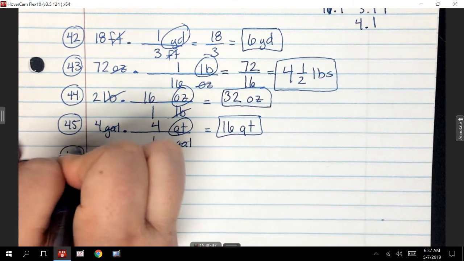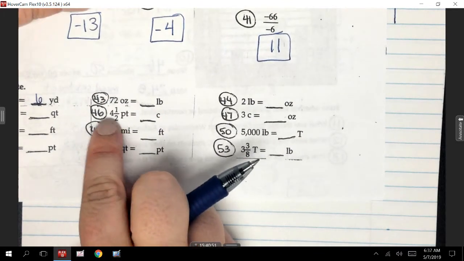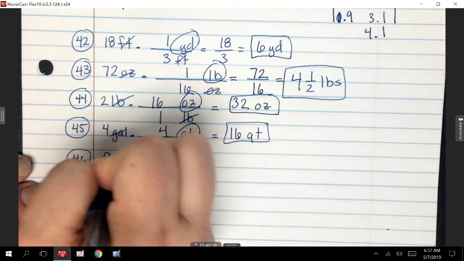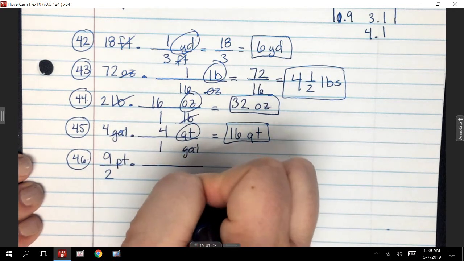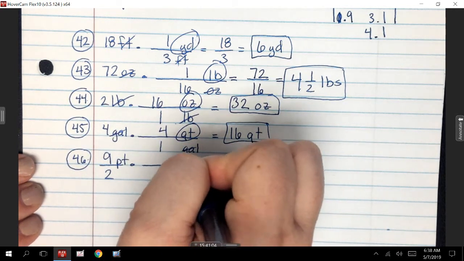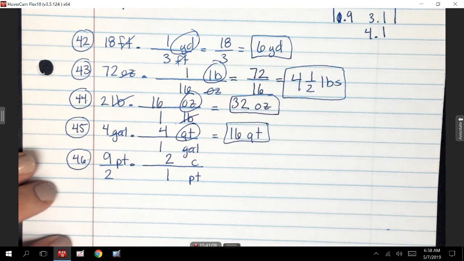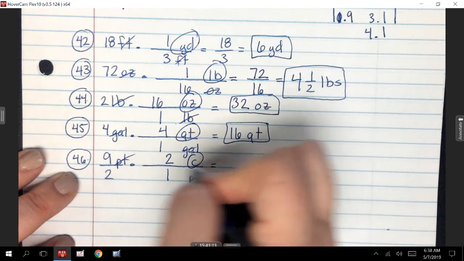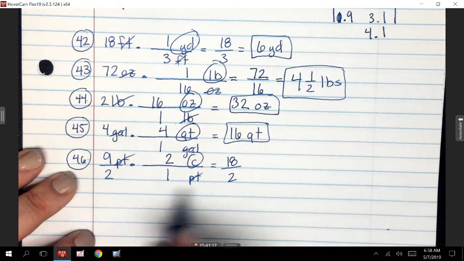All right, 46 says 4.5. So I'm going to do my backwards C here. 4 times 2 is 8, plus the 1 is 9. So I'm going to write 9 over 2, making sure my measurement goes on the top. So we're changing our pints to cups. 1 pint equals 2 cups. Now when I multiply these, I end up with 18 over 2. 9 times 2 is 18.